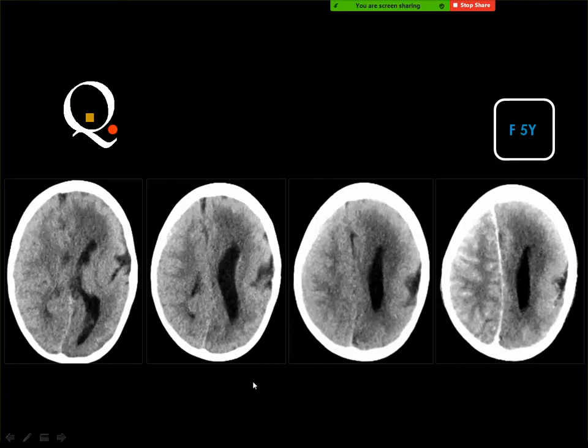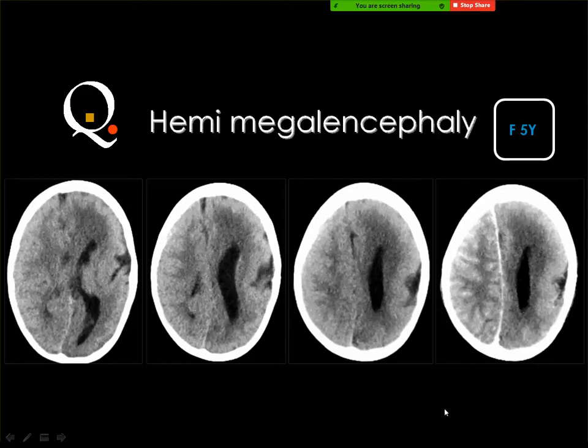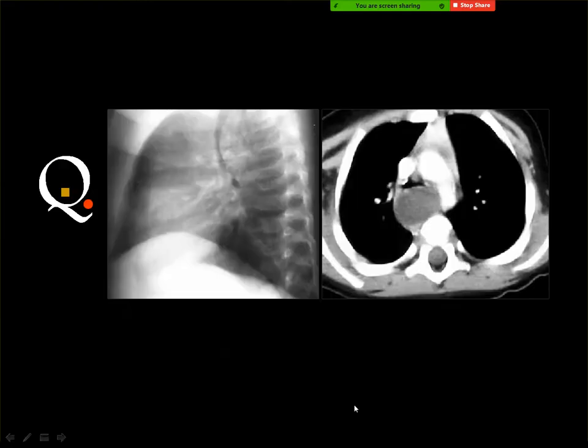No, this is hemimegalencephaly. The left cerebral hemisphere is big compared to the right one. The ventricle is big compared to the right one. There are abnormalities in the white matter of the hemisphere, as well as brachygyria on the surface of the hemisphere. All of these findings are diagnostic of hemimegalencephaly.